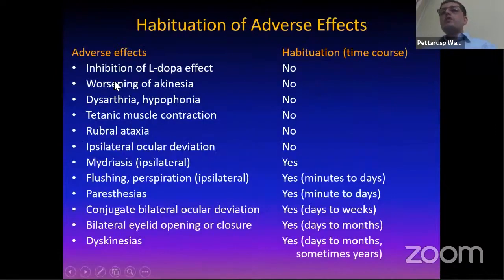So again, habituation occurs for flushing, perspiration, paresthesias, the vegetative symptoms of the medial side, and paresthesias. Ocular deviation can habituate. Some of the bilateral eyelid opening or closing may habituate. Dyskinesias may habituate, but muscle contractions are not likely to habituate. Ataxia is not likely to habituate. So there the side effect threshold is unlikely to change.